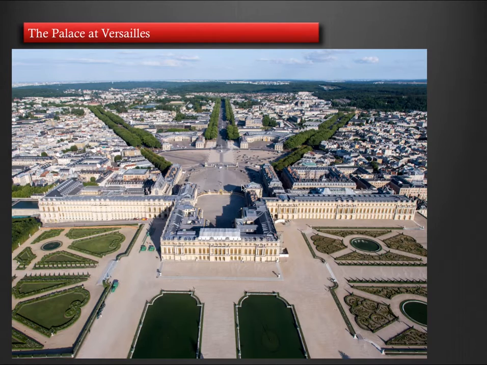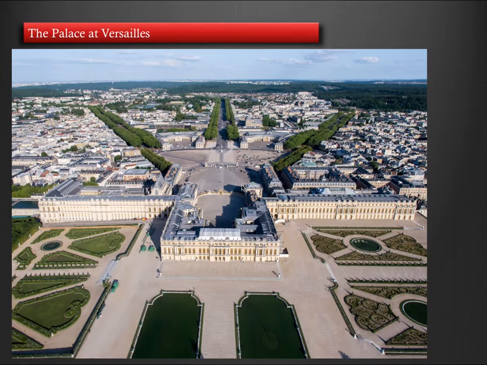The Palace at Versailles is another example of an architectural structure that was built in order to show power. Very similar to what we've seen with the Forbidden City and also with Nan Madol, so we can make connections with those two structures. This is the Palace of Louis XIV, otherwise known as the Sun King. At its height, this was the home of 10,000 courtiers of the king.